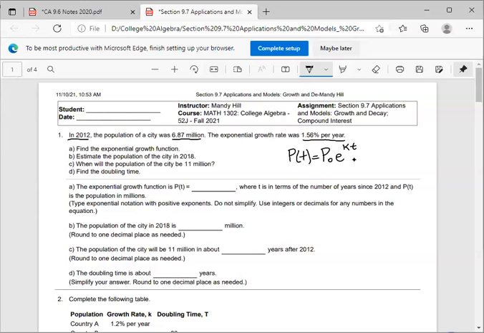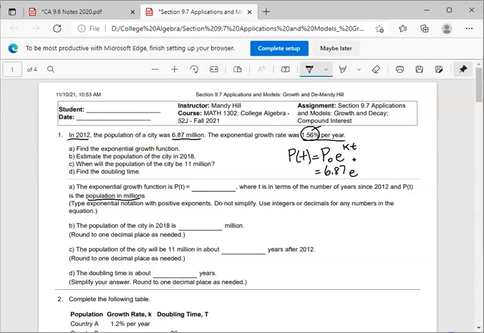So if the first question is asking me, well, what is the exponential growth function? Then I'm going to say, well, P sub zero would be whatever I had to begin with, and I've got 6.87 million. They're also telling me that I can leave it like that. I don't have to write all the zeros after it because it says it's okay to leave your population in millions. So I'm just going to put 6.87 right here. Then the next thing is an E. So I'm just writing that down. K. K is the growth rate.